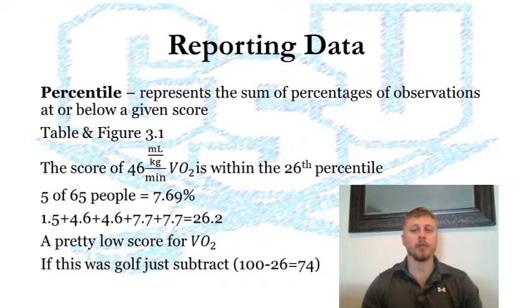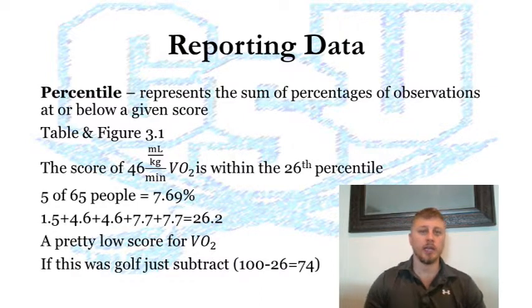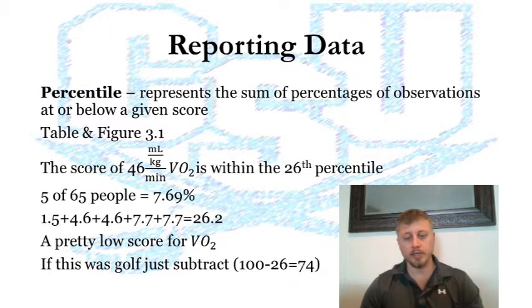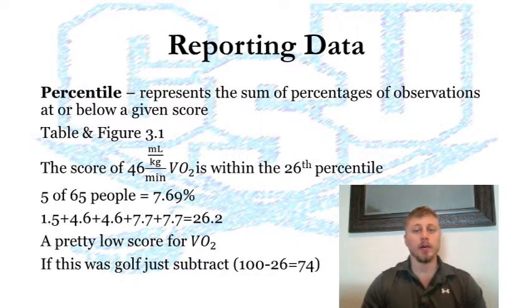Table and Figure 3.1, again, we got to use that data. Then it gives us the hypothetical that you have a score of 46 milliliters per kilogram per minute VO2, and that falls within the 26th percentile. How do we get to the 26th percentile? You look at the data again, there are 5 people in this total population of 65. That represents 7.69% of that entire population.